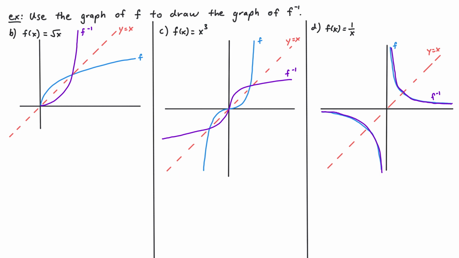So in this video, we learned how to draw the graphs of inverse functions. All we have to do is take the graph of the original function and flip the x and y coordinates of its points. Or more easily, we can just take the mirror image of the graph across the diagonal line y equals x.